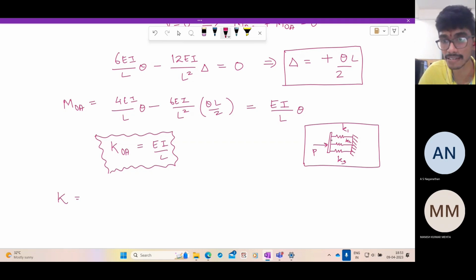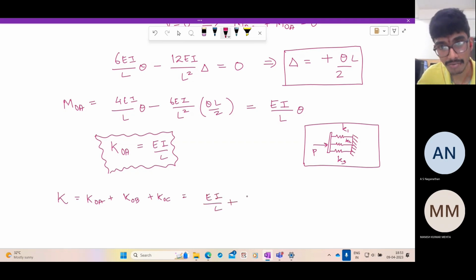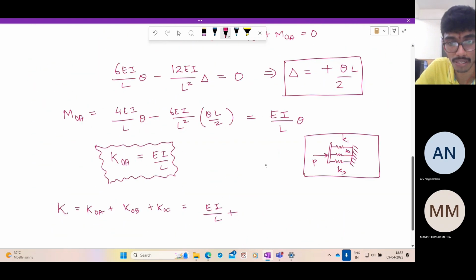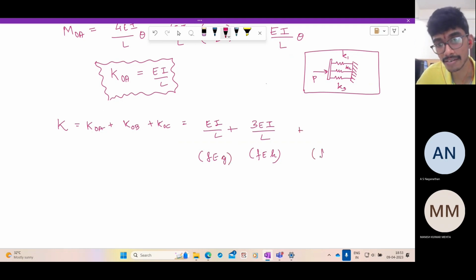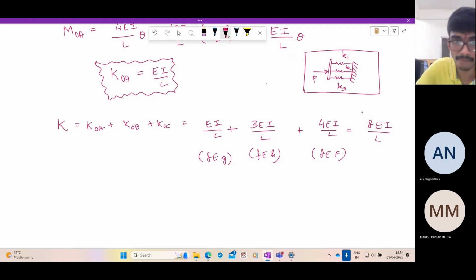So the equivalent stiffness in this system is nothing but K1 plus K2 plus K3. Similarly, in this system, it is KOA plus KOB plus KOC. So KOA is nothing but EI by L. KOB is 3EI by L if the far end is hinged. With a guided roller far end and fixed far end, it is well known, 4EI by L. So the total stiffness of the joint is 8EI by L.